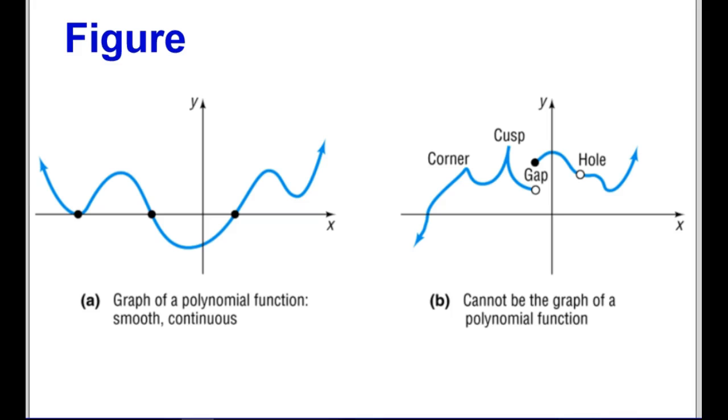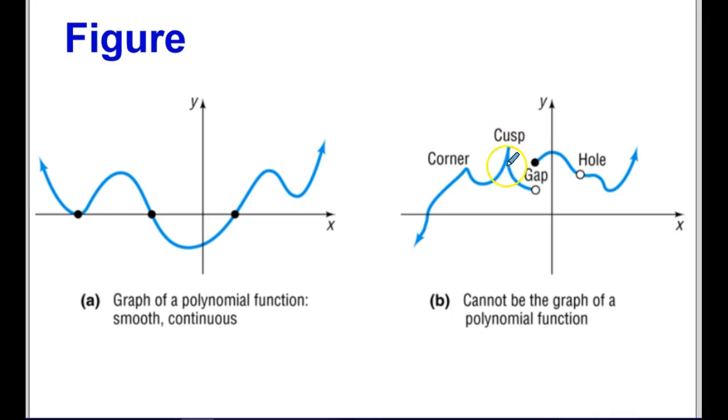Okay. So when we're dealing with polynomials, we know that a polynomial has to be a smooth continuous function. So here you can see this example is a smooth continuous function. I know it's continuous because I don't have to pick my pen up off the paper when I'm drawing it. And then it also has to be smooth. Here cannot be a polynomial because I have first a corner. A corner tells me it's also not a polynomial.